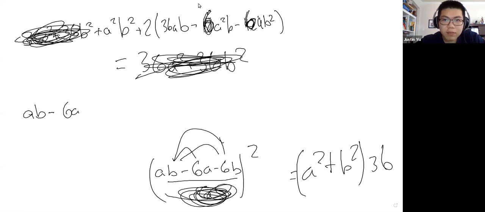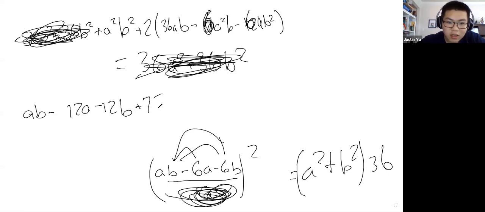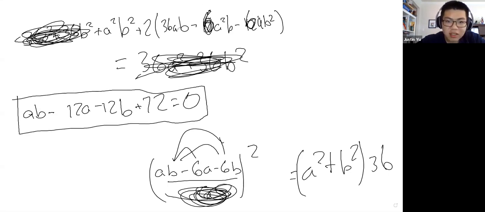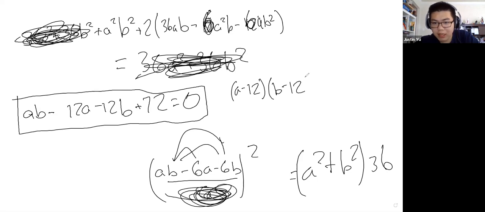Sorry for taking so long. Because now we want to factor this expression, like here. This is just what I get when I simplify here. And to that, we do use Simon's Favorite Factoring Trick. We want to make this equal to 144, because 144 is 12 times 12. A minus 12 times B minus 12 ends up being equal to 72.